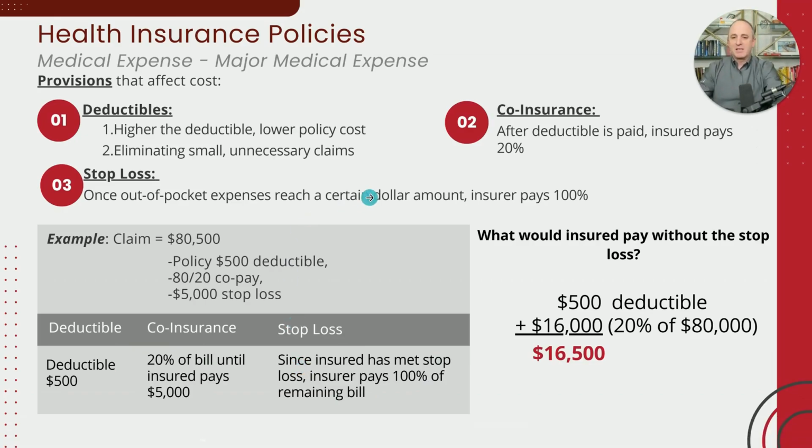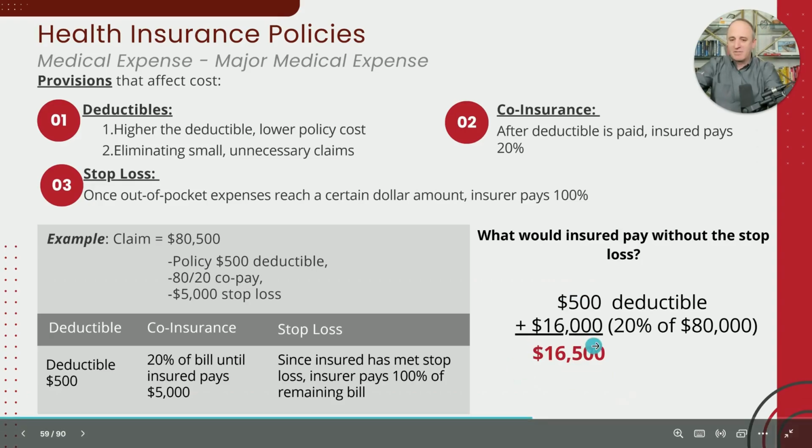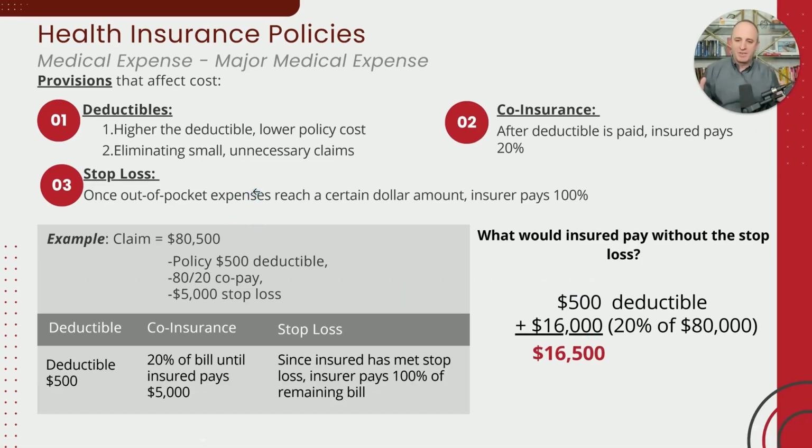And a stop loss basically means the high limit. So that stop loss, I look at that as the wall. At that point, I no longer have to pay any more expenses out of pocket. Without that stop loss, they would have paid 20% of $80,000 plus the $500 deductible, or $16,500. So you'll see on your health insurance explanation of benefits, it doesn't say stop loss, it'll say out of pocket maximum, which is different from a deductible. Make sure you know that because that's important for the test as well.